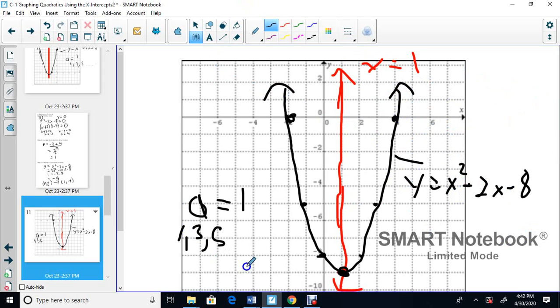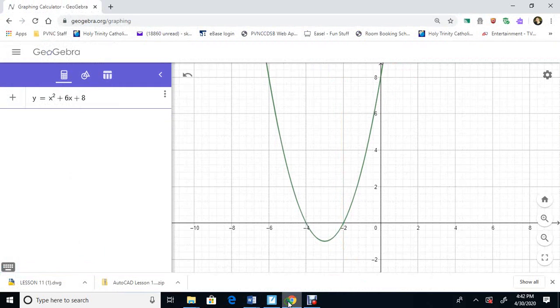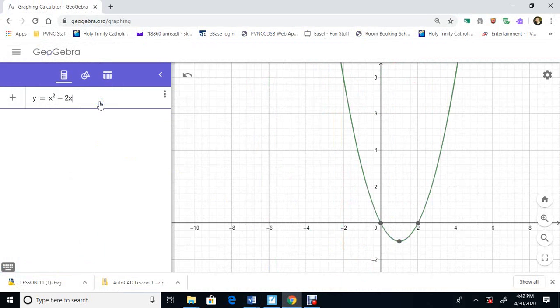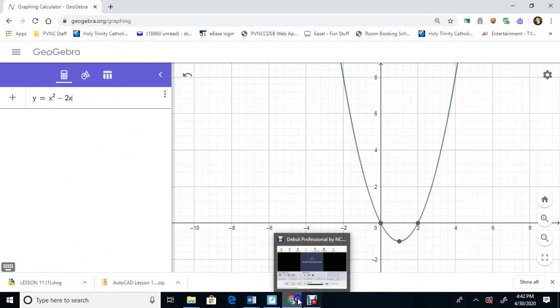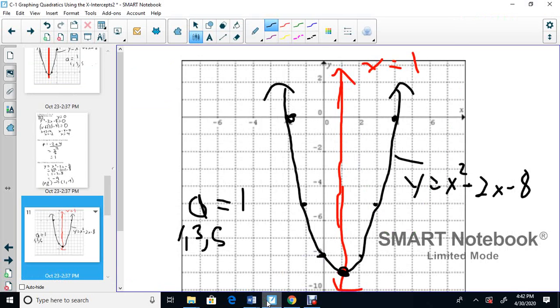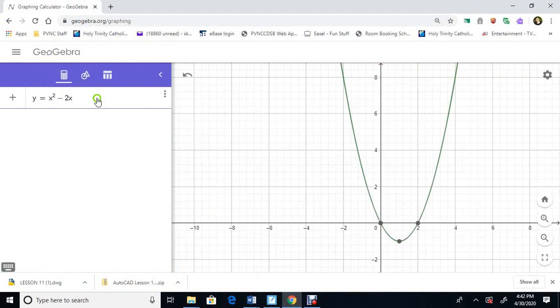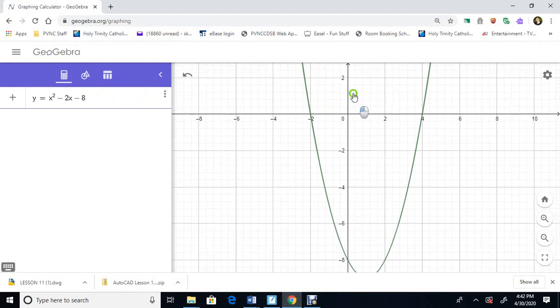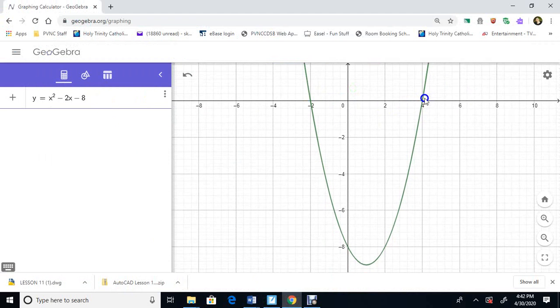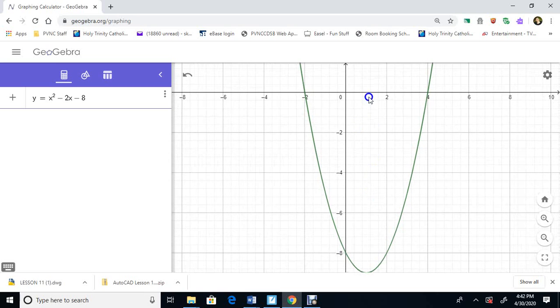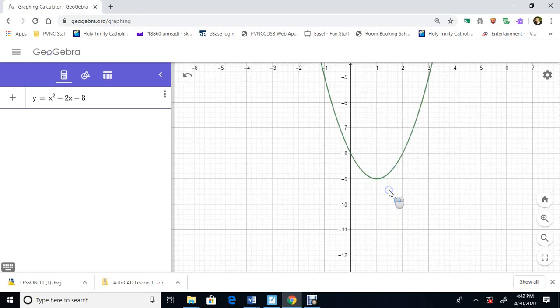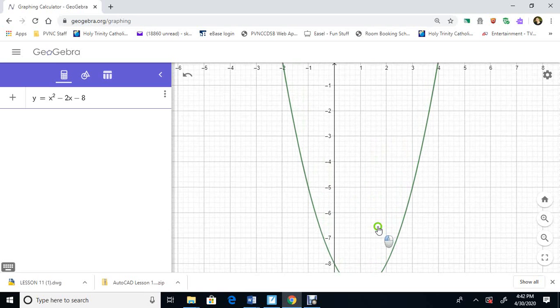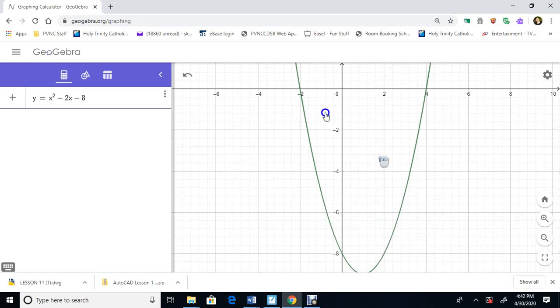Okay, let's go to my graphing software. Let's type in a new one here. Look, I can just erase these. It's minus 2x. And let's see what else was there. Let's go back here. Minus 8. Let's see how close I was. So minus 2x minus 8. There is negative 2 and 4. Okay, we're at 1, negative 9 here. There's my graph.